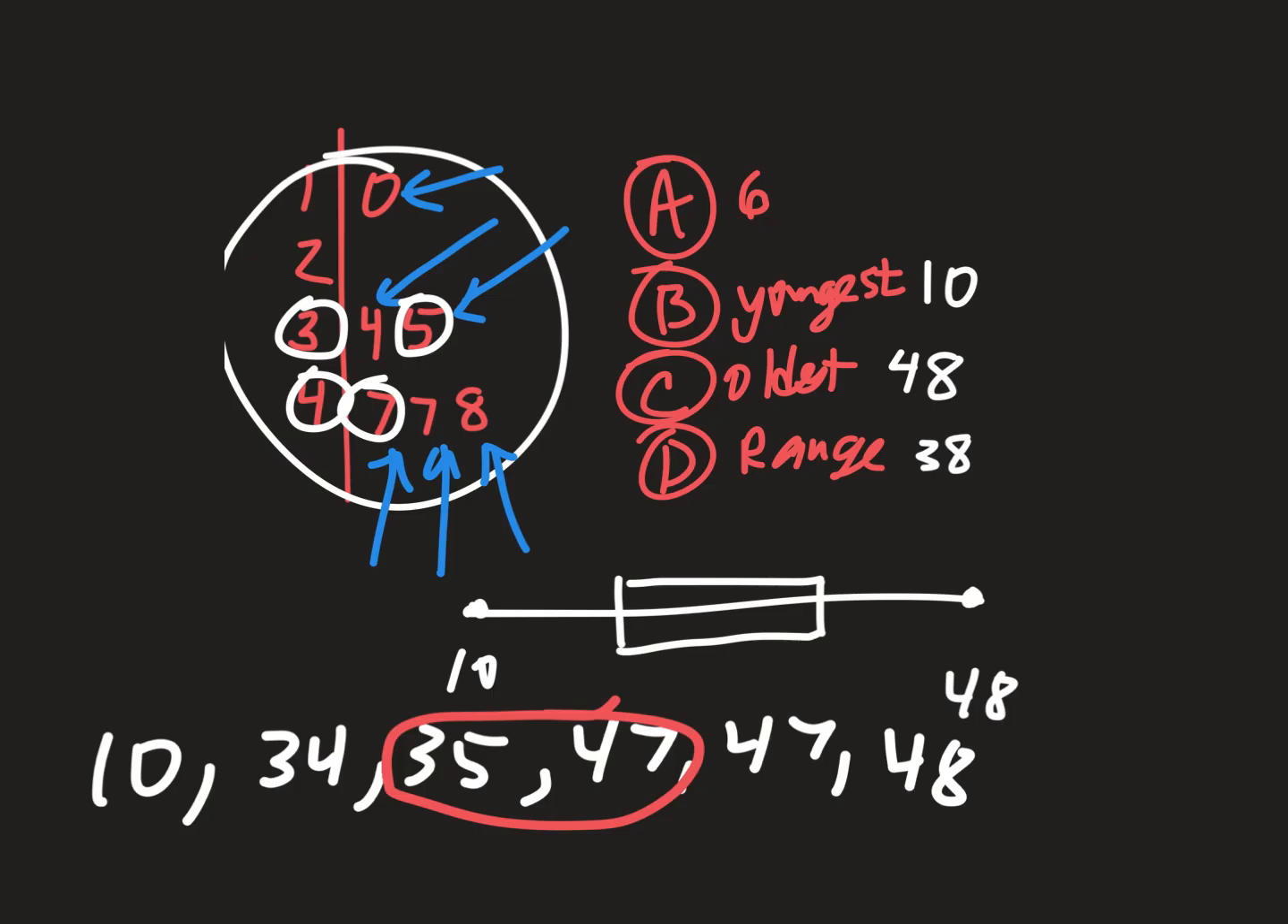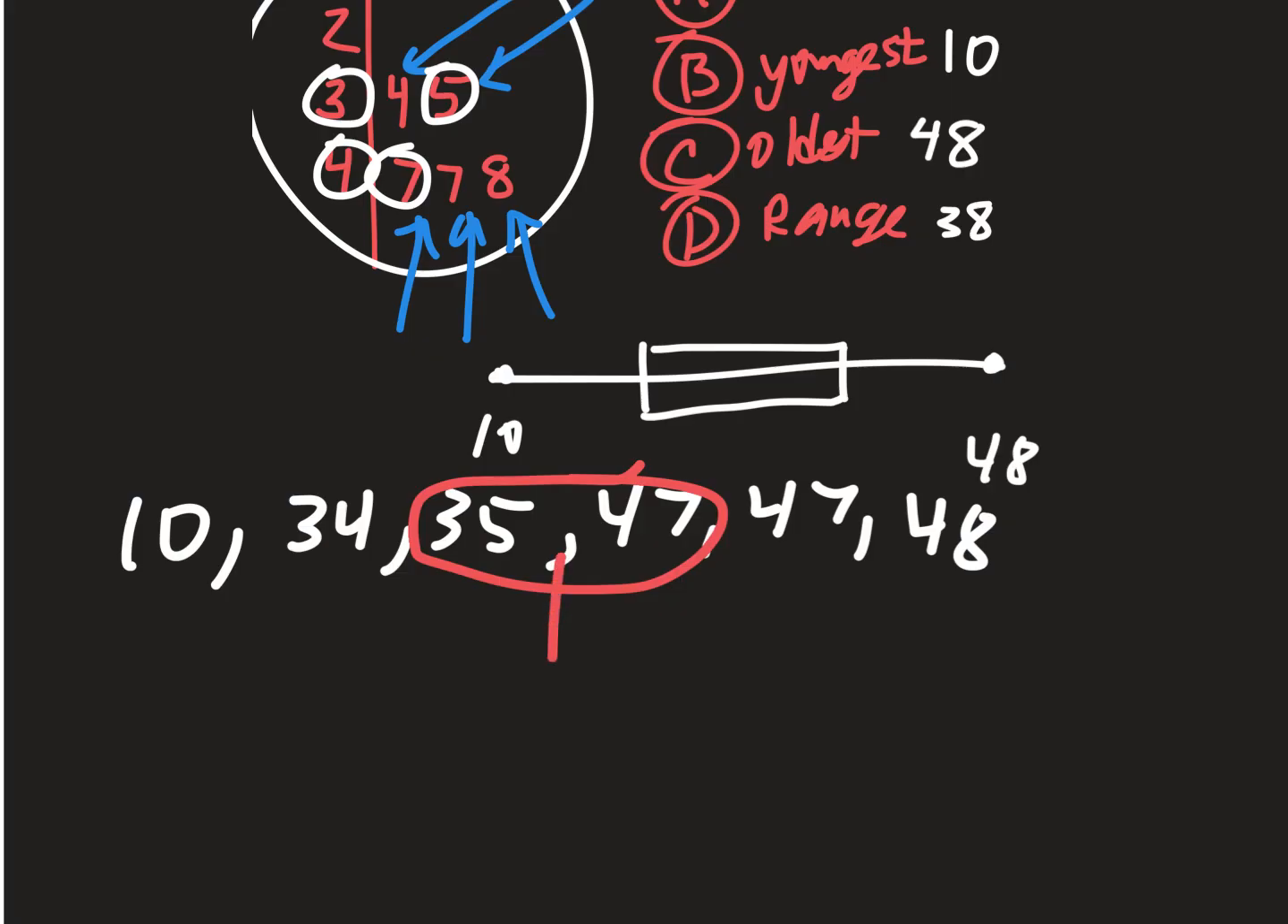Okay, so the median would be exactly between 35 and 47. What do you think I'm going to do to those on the calculator? Well, there's probably 2 ways to answer that. I'm averaging them. Or you could say I'm adding them together and dividing by 2. And I get 41. So the median of this thing is going to be 41.